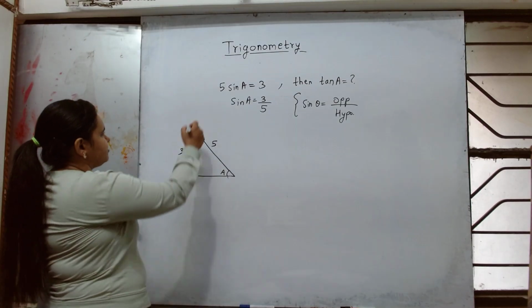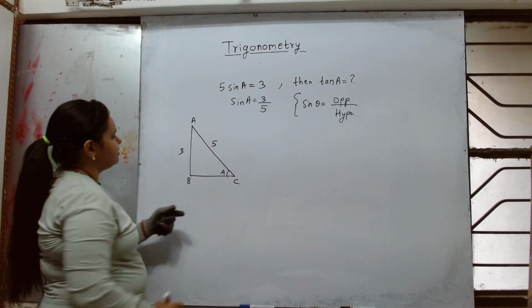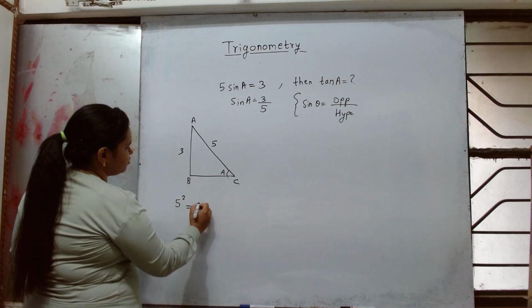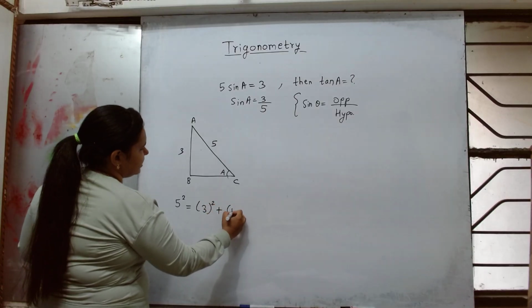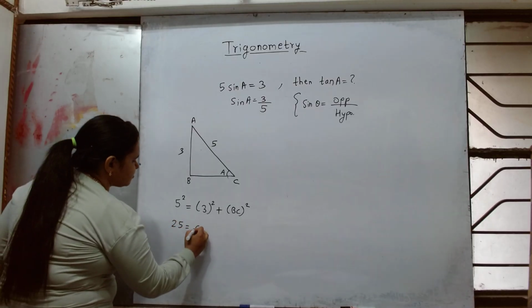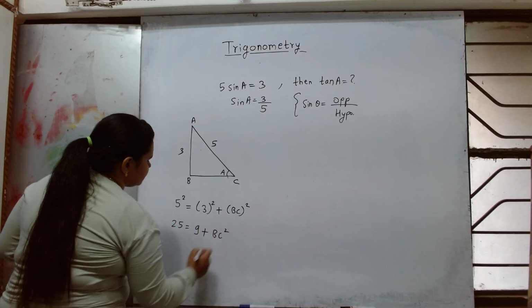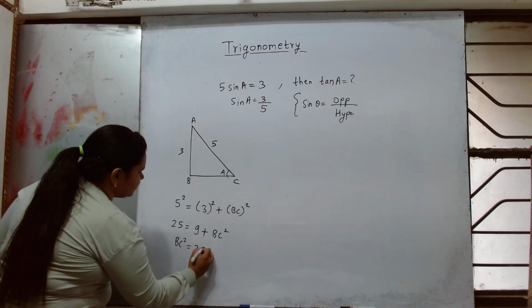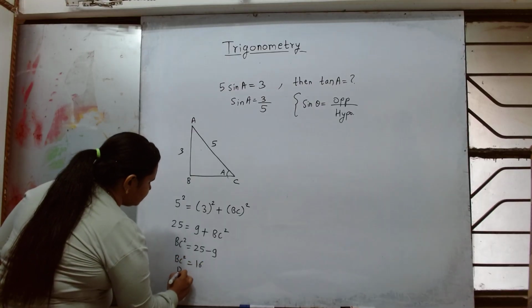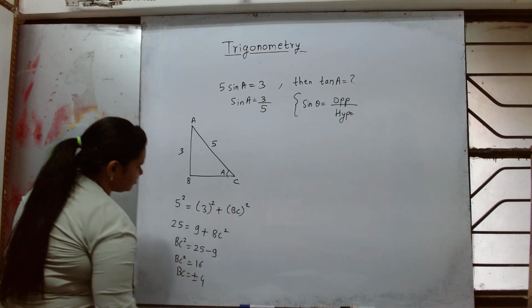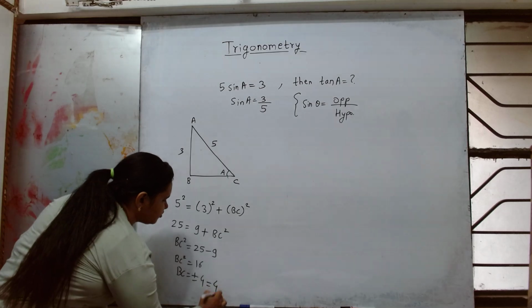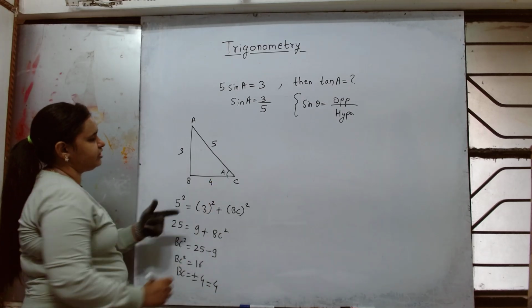Then by Pythagoras theorem, we can calculate BC. What will be BC? Hypotenuse square is equals to one side square plus other side square. BC we don't know. So we will calculate BC. 5 square is 25, 3 square is 9 plus BC square. Then BC square will be 25 minus 9. 25 minus 9 is 16. BC will be plus or minus 4. But if we are considering length, we will consider only plus 4. So BC is 4.